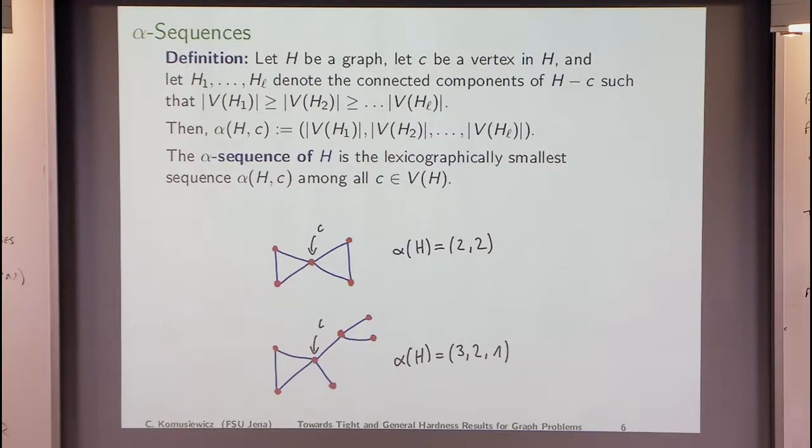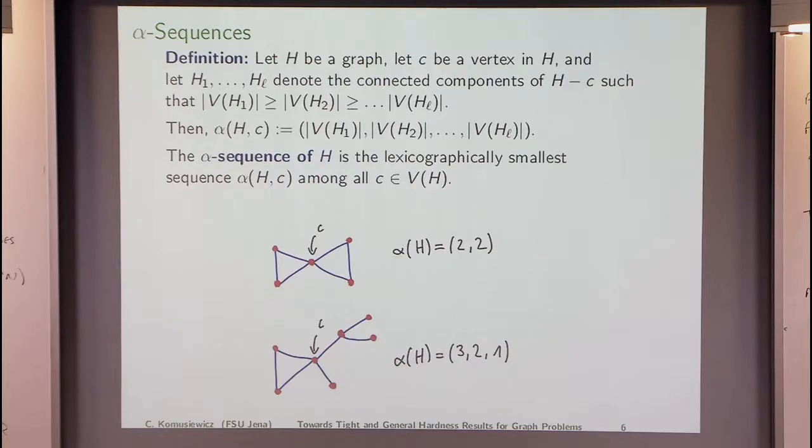And what's the use of this alpha sequence? If I glue together these graphs, and I make sure that I delete for each of these larger connected components at least one vertex, then every connected component that remains must have smaller alpha sequences. So if I start my gadget graph with a graph that has very small alpha sequence, I cannot produce other bad forbidden subgraphs. That's the idea.